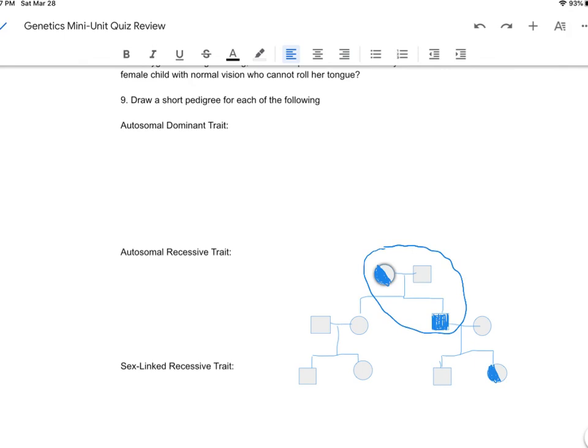You'd also expect to see many more males actually having the trait. So maybe this female inherited that gene from her mother, and then her son has it. So you'd see a lot more males actually having the trait as opposed to females. It'd be uncommon to see the females having the trait.